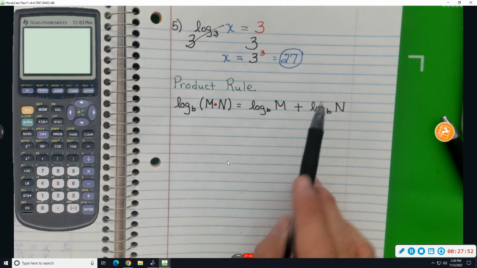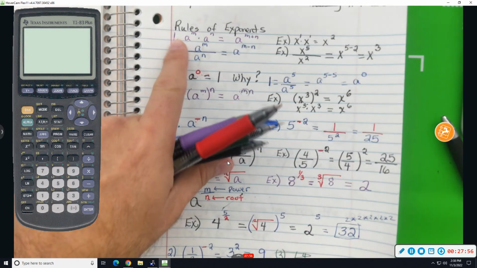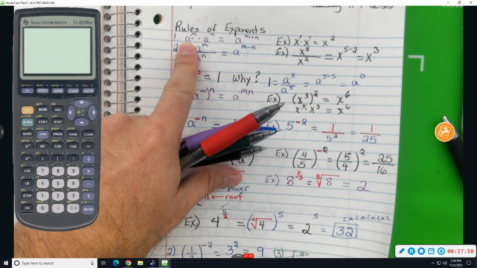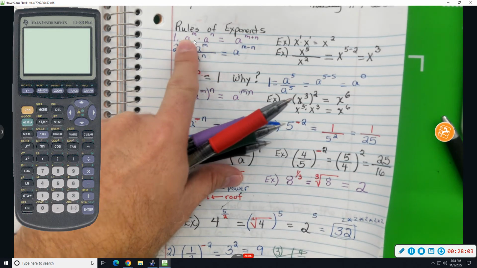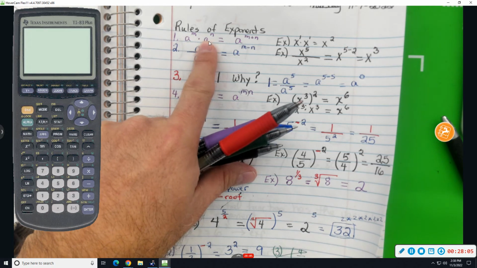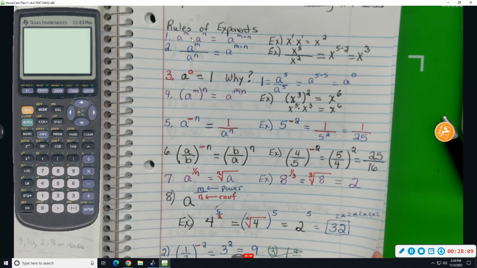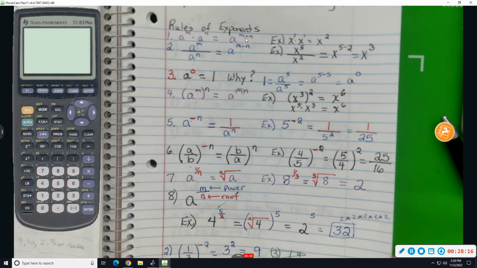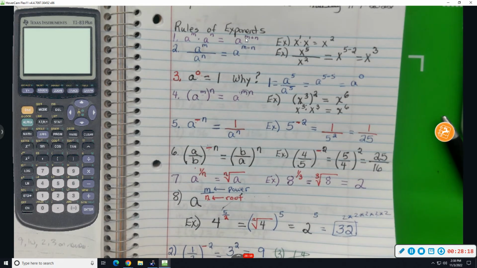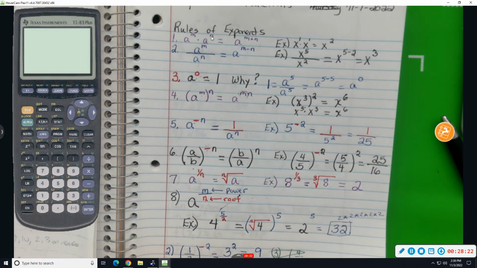Okay? That rule comes because of this first rule over here. Here's the product rule of exponents. With the product rule of exponents, when you're multiplying bases, the bases are being multiplied. What do you do to the exponents? You add the exponents, m plus n. That's the product rule of exponents. So when you're multiplying the base, add the powers.